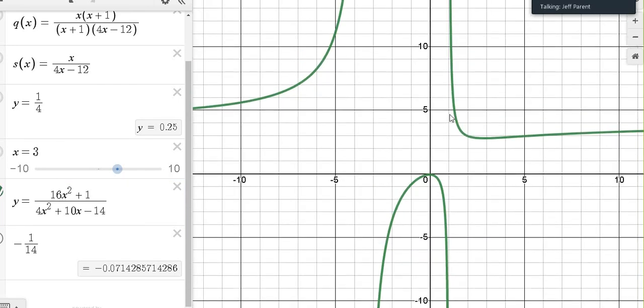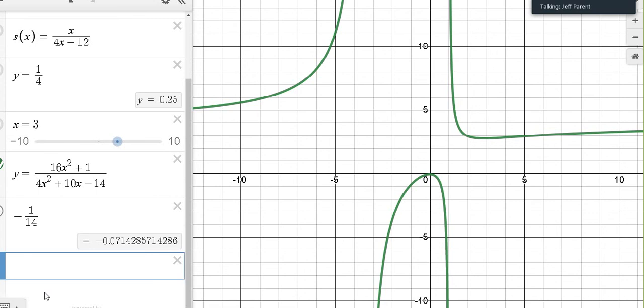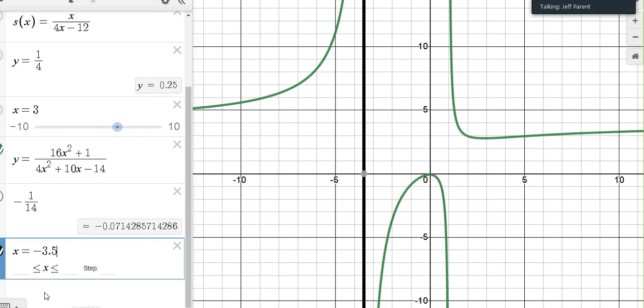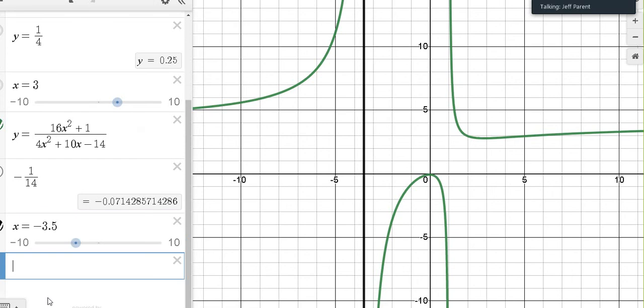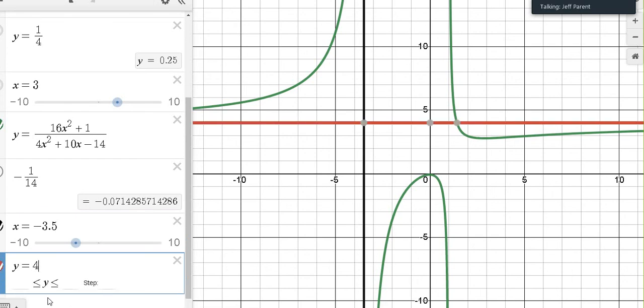So we've got x equals 1. We've got a vertical asymptote here. x equals negative 3.5. Let's put that in. x equals negative 3.5. Yeah, that looks reasonable. And we had a horizontal asymptote, y equals 4. Whoops. Did I make a mistake here someplace? I must have.